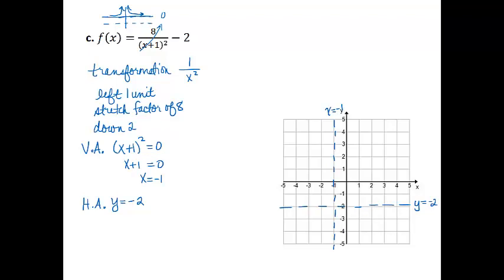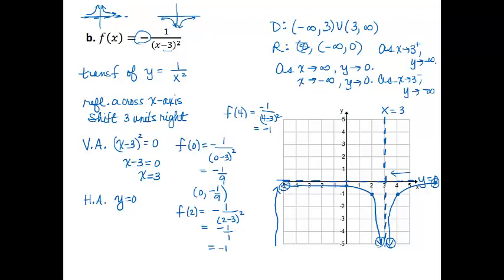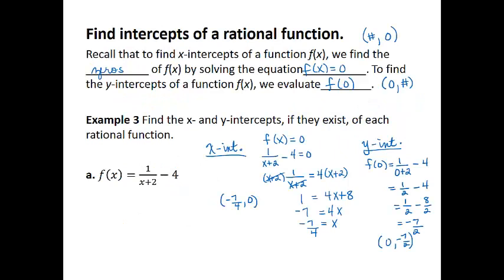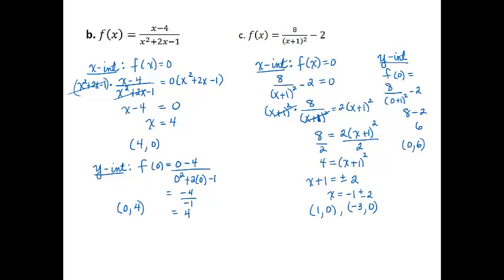If we find our y-intercept f of 0, we would have 8 divided by 1 squared, or 8 minus 2, and in fact we already did this in a previous video. We would get 6. So (0, 6), I'll plot it right here. And then our x-intercepts we found in a previous video as well. Let me go back and pull those up. We found they were (1, 0) and (negative 3, 0).